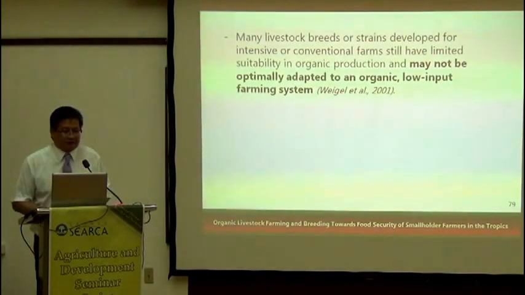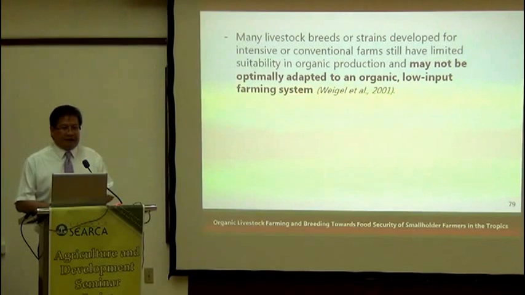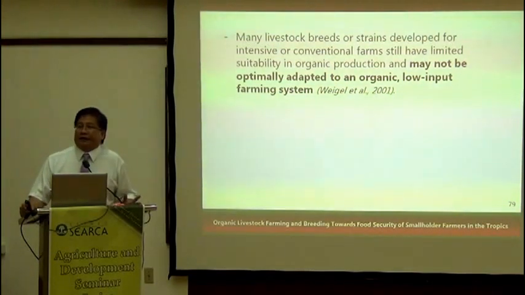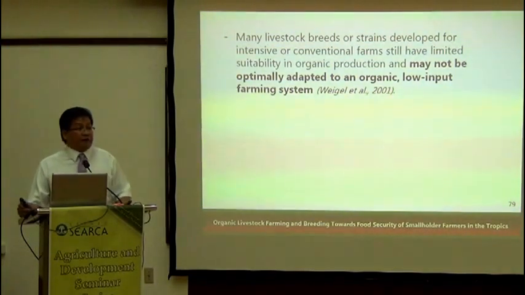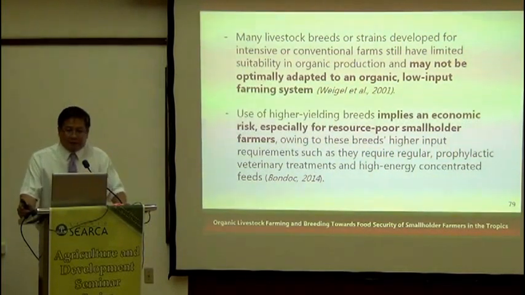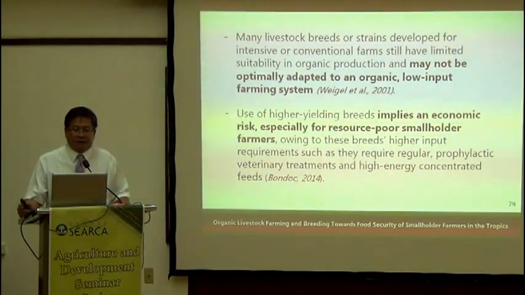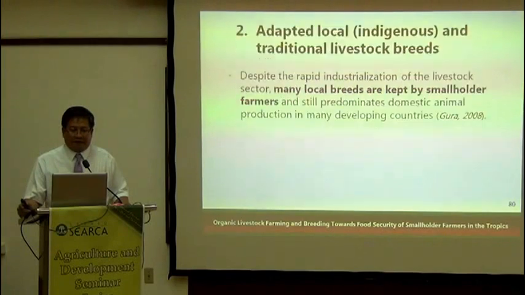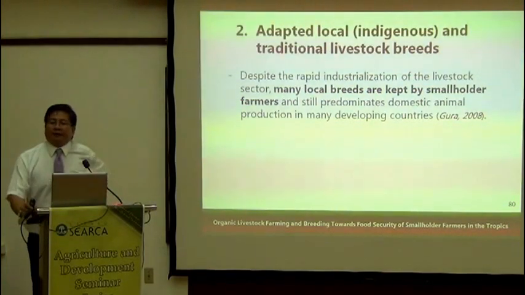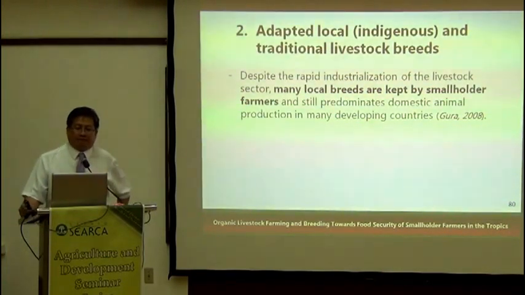So, many livestock breeds or strains developed for these farms may also not be adapted to organic, especially the low-input farming system. And this will imply an economic risk, especially for smallholder farmers. Let's go to the adapted ones. The adapted local breeds.